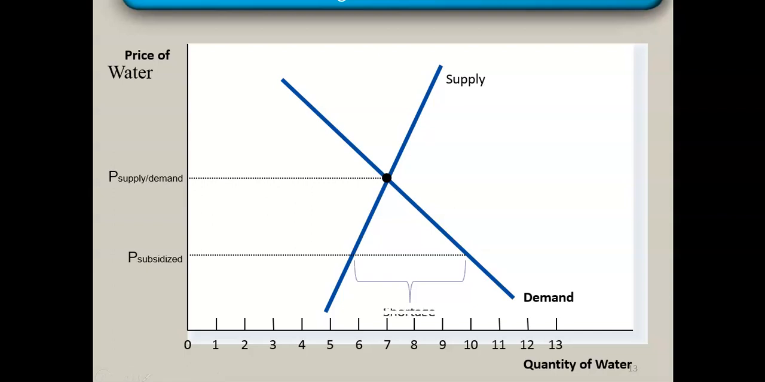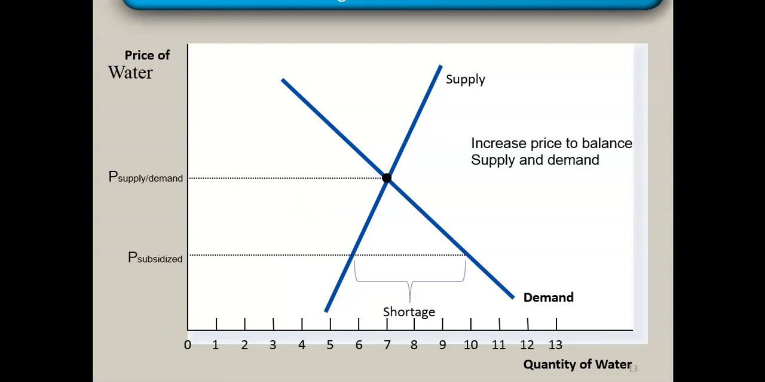So how does that create a shortage? Well, at that lower price, people want to buy more, based on the demand, than there is available, and that's when we start diminishing the water resource. That's when we start overusing it and using it beyond the maximum sustainable yield. That's what creates the shortage.